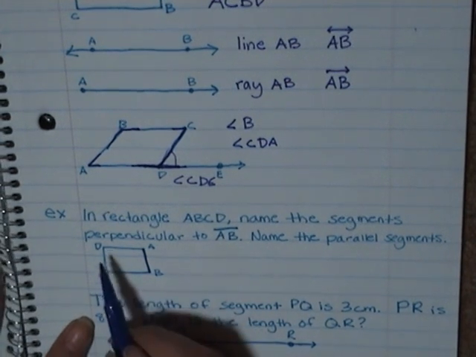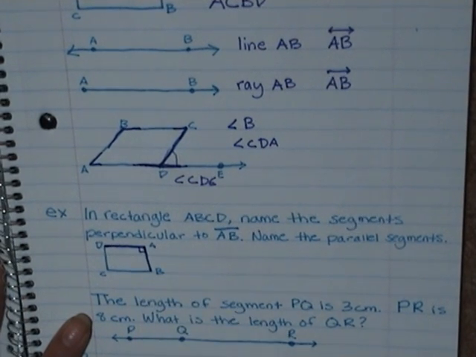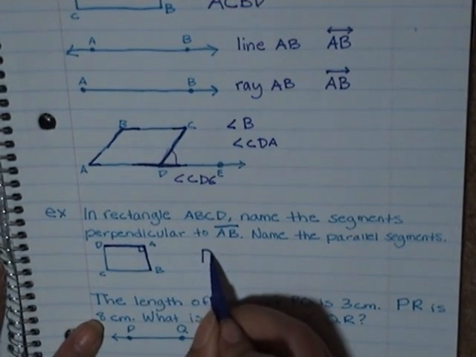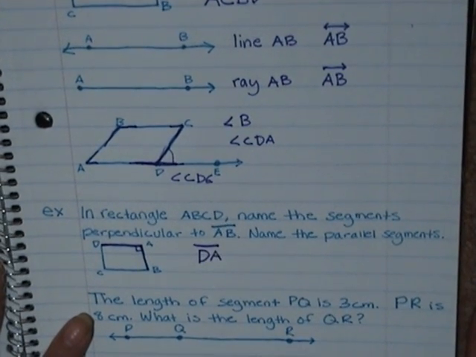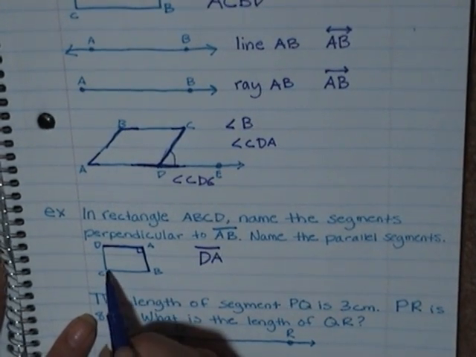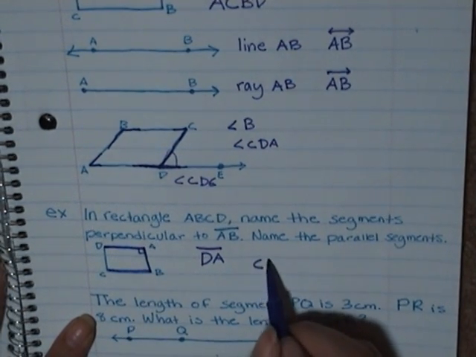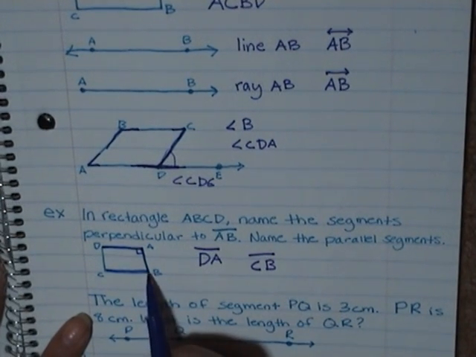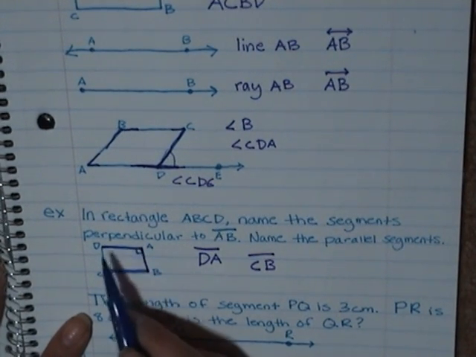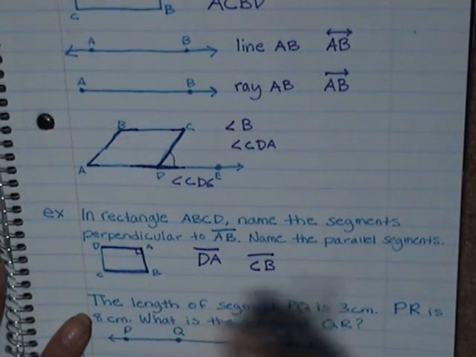I'm going to go ahead and look right here. See, this line segment DA makes a perfect 90-degree angle. So I would put DA with a line above it because that is a line segment. And also line segment CB. Now you could also write them backwards. This could be line segment BC and AD, or the same as DA, CB.